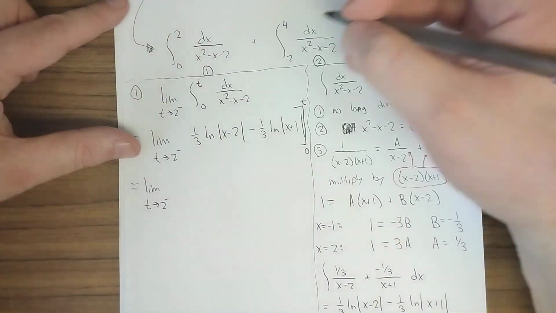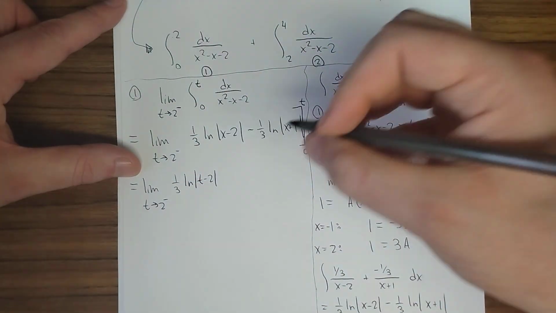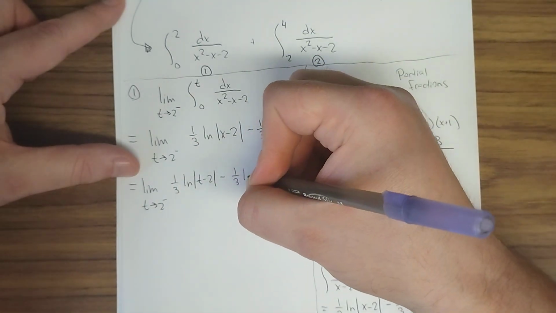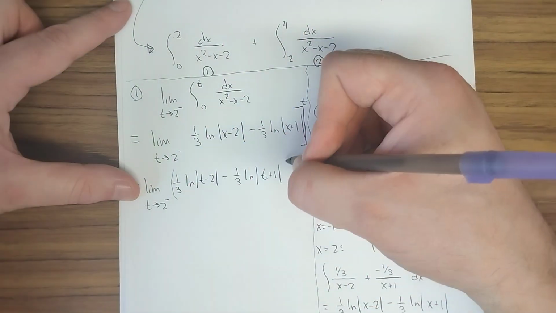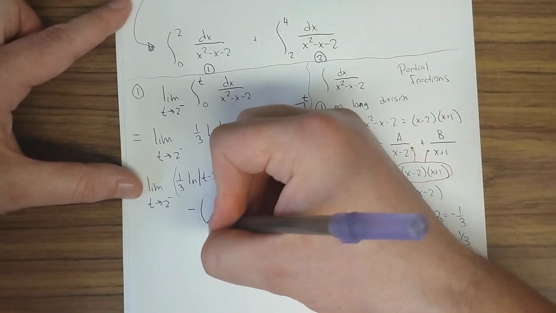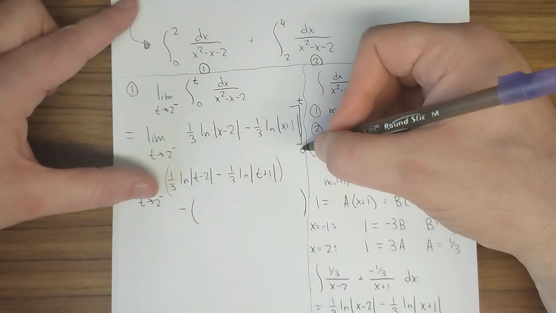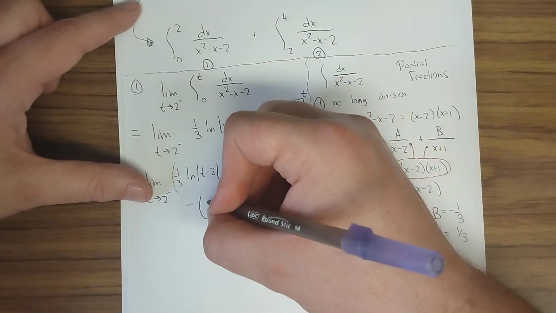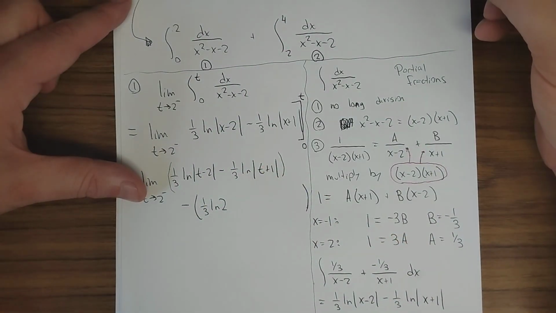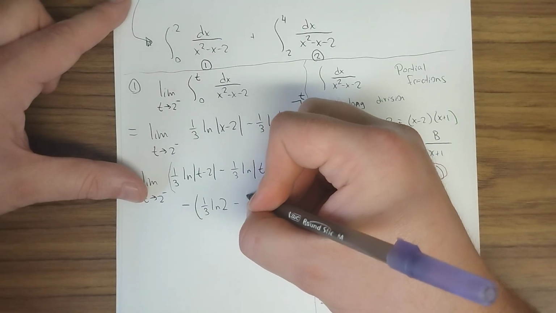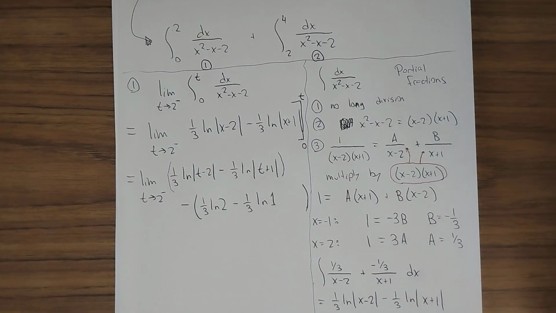So I put in t, so I have 1/3 ln|t minus 2| minus 1/3 ln|t plus 1| minus, this is getting a little big, so I'm going to do this on 2 lines here. I'm supposed to plug in 0. So this would be 1/3 ln 2 because there's an absolute value there. So yeah, minus 1/3 ln 1. Oh, ln 1 is just 0, but I'll take care of that in the next step.